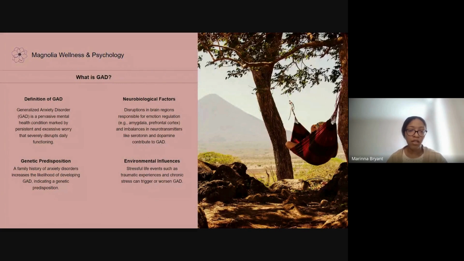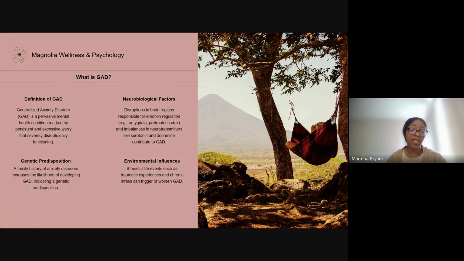So we know a little bit about what GAD is. We said that GAD is a pervasive mental health disorder marked by persistent and excessive worry that severely disrupts daily functioning. However, there's no single cause of GAD. It's usually a combination of biological, genetic, and environmental factors. For example, in neurobiological factors, you have disruptions in brain regions responsible for emotion regulation, such as the amygdala and prefrontal cortex, and imbalances in neurotransmitters like serotonin and dopamine contribute to GAD.